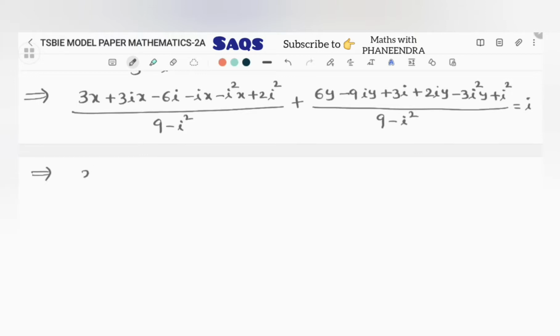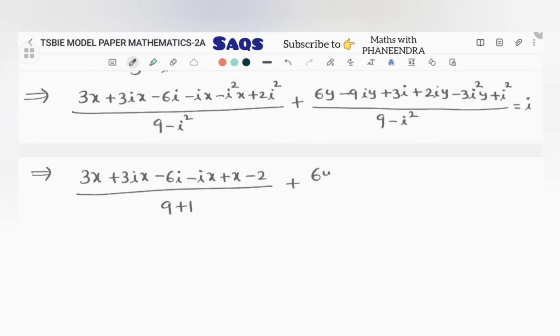So 3x plus 3ix minus 6i minus ix, i square value minus 1 means minus of minus plus x minus 2, divided by 9 plus 1, since i square value is minus 1. Plus 6y minus 9iy plus 3i plus 2iy, i square value minus 1, so minus of minus plus 3y minus 1, divided by 9 plus 1, which is equal to i. In both the terms on the LHS, 9 plus 1 is 10. So the 10, the LCM, we can take to this side.